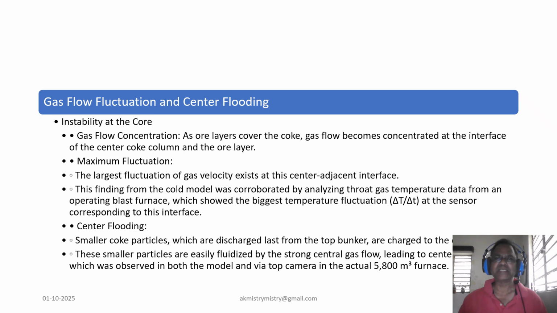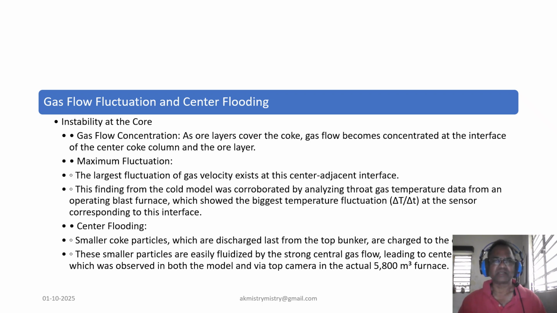Now, in this slide, the formation of this large central coke column is being discussed, and how it creates a new problem: instability at the core. As ore layers are added, the gas flow becomes highly concentrated at the interface between the central coke column and ore layer. The model showed that the largest fluctuation in gas velocity occurs right at this interface.